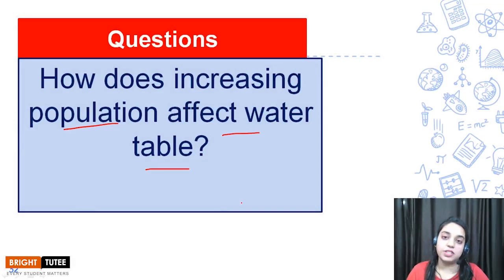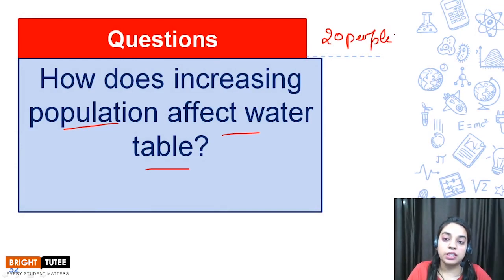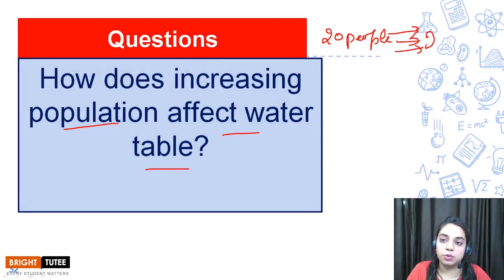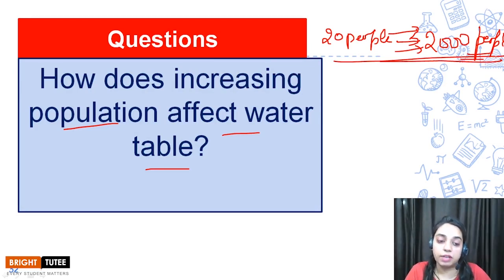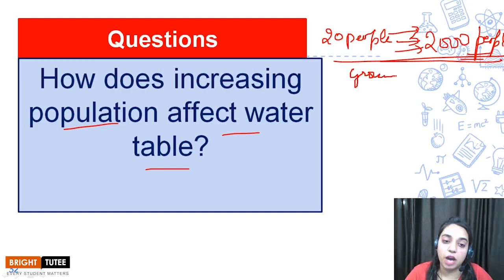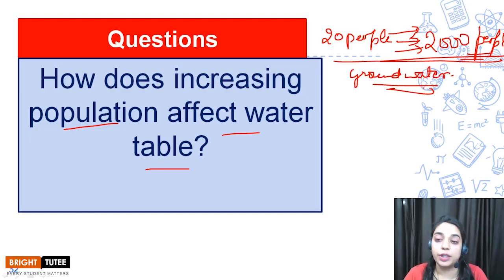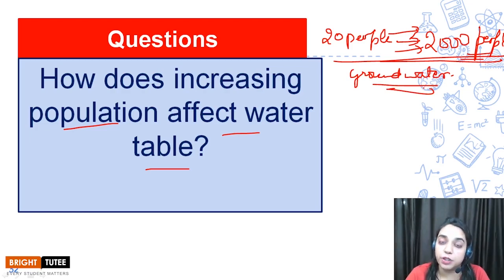table? So children, suppose we have a village where 20 people were living. Now suddenly this population increased to 2000 people. So can the water requirement be fulfilled through rainwater? No, it cannot be fulfilled through rainwater, because rainfalls are already disturbed because of global warming, right? They are so unpredictable. So with the increasing population children, we will be required to harness the water which is present in the form of groundwater, and after over exploitation of this groundwater, it will lead to the depletion of the water table.